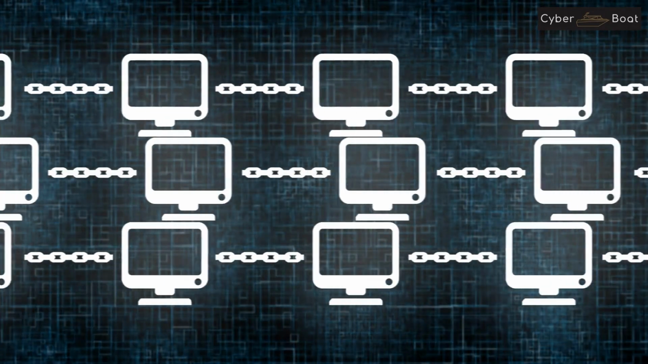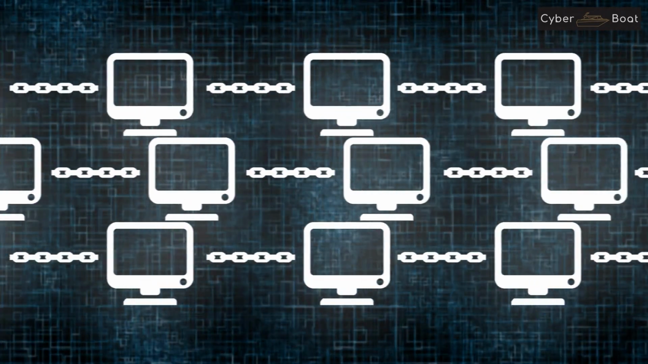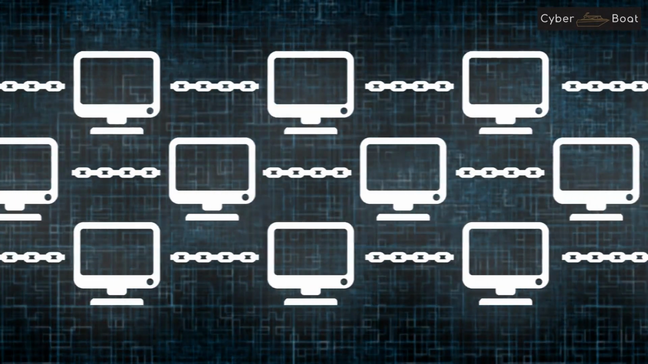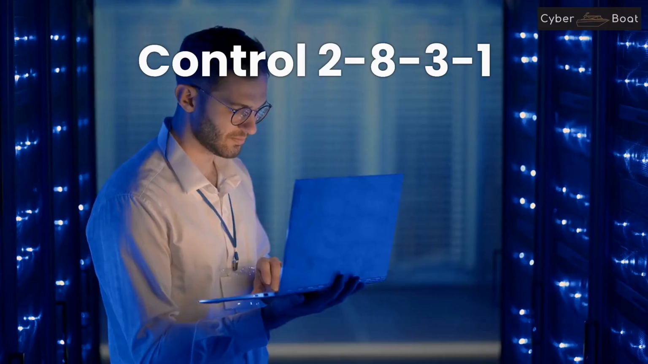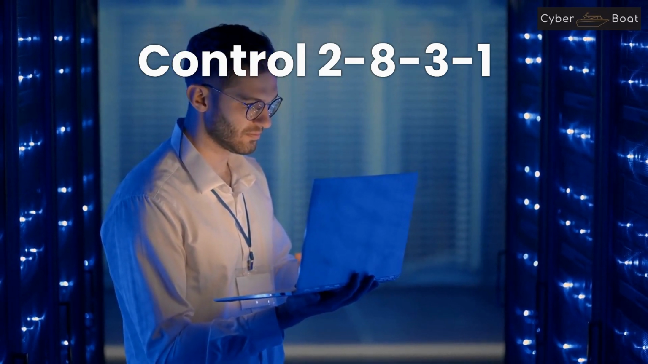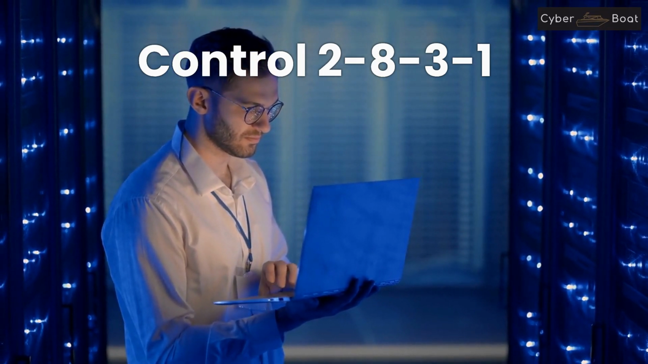In this video we'll dive into Control 2-8-3, which is about the various aspects of cryptography that must be included in the organization's cybersecurity requirements. Control 2-8-3-1: Approved Cryptographic Solution Standards and its technical and regulatory limitations.